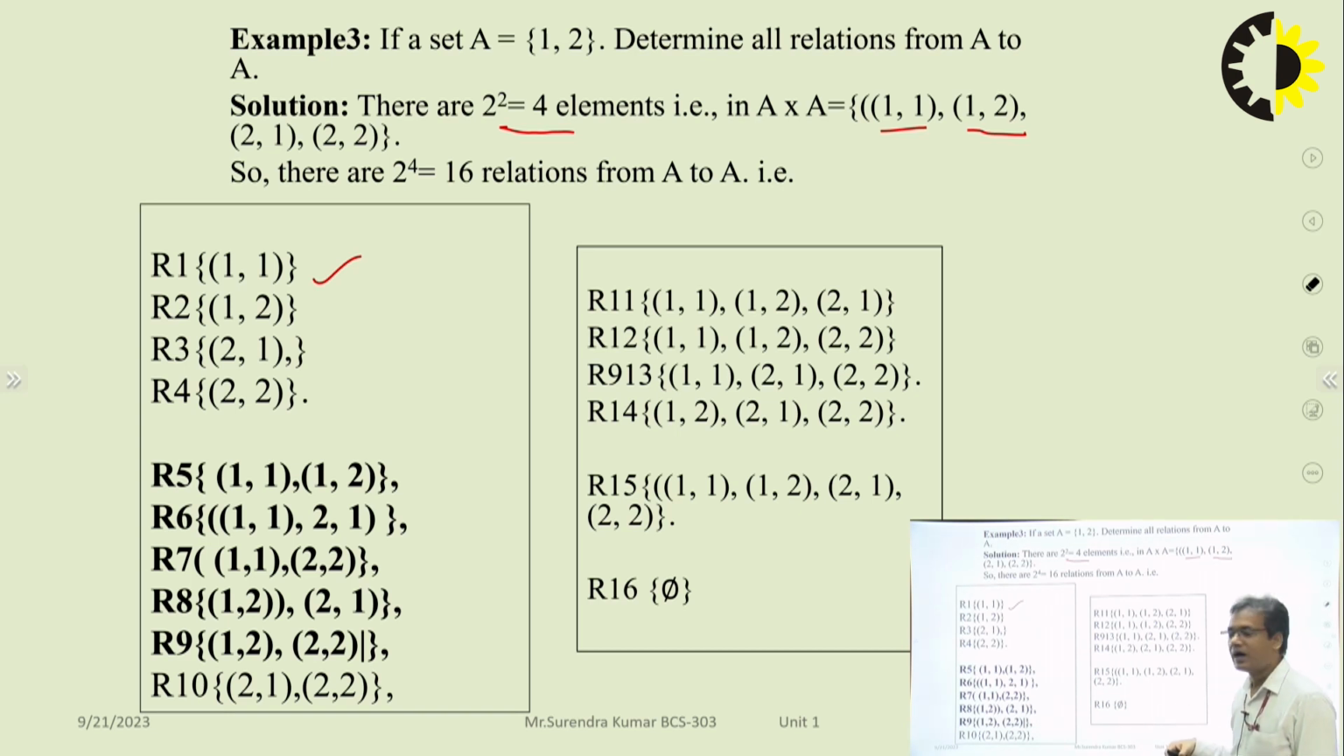Now, we come to R15, which will contain all the pairs of the Cartesian product. This is also a relation. And in the last, or you can say in the first, you can create a relation that is the empty set. So, a relation can also be an empty set. For example, if the relation condition is not satisfied, then it will be an empty set.